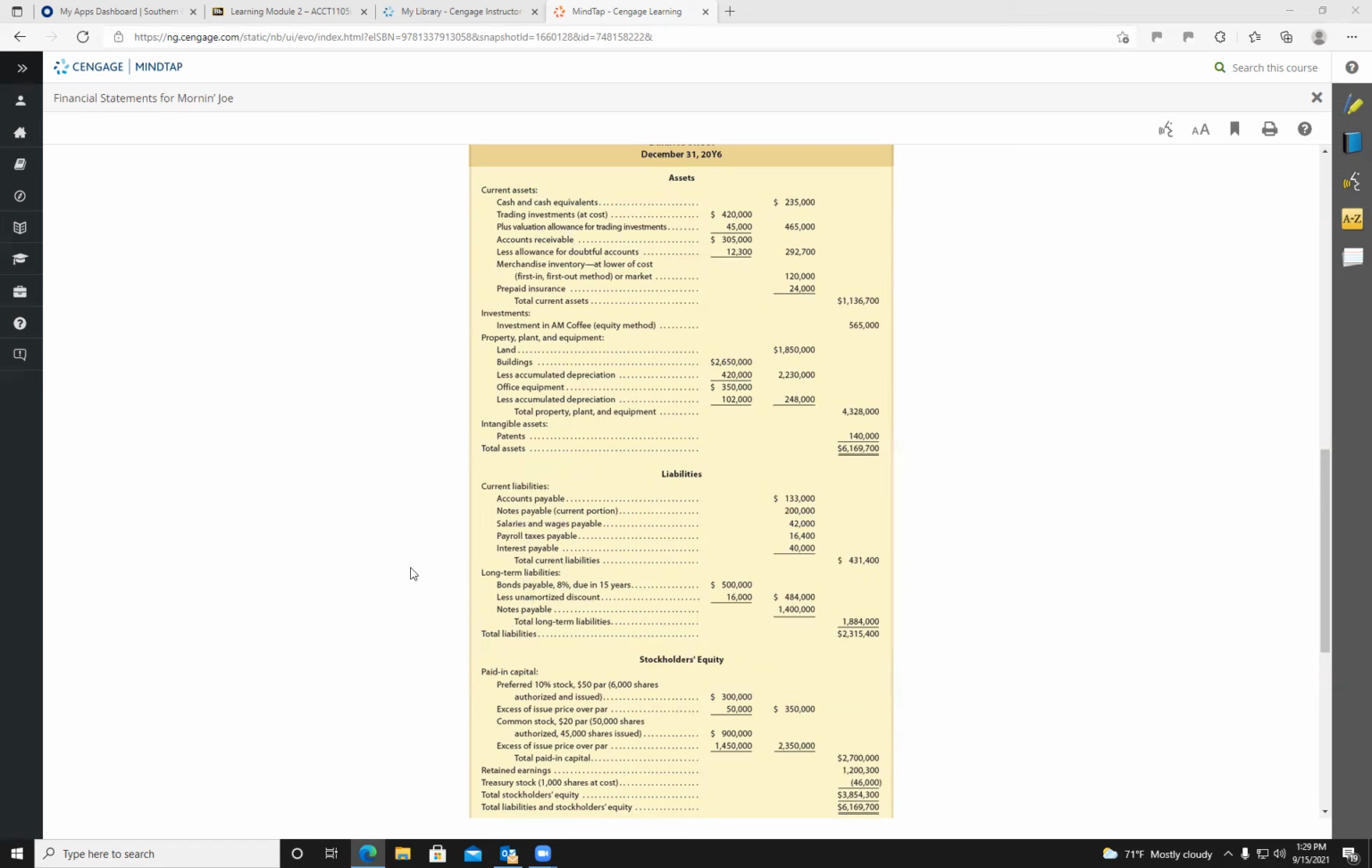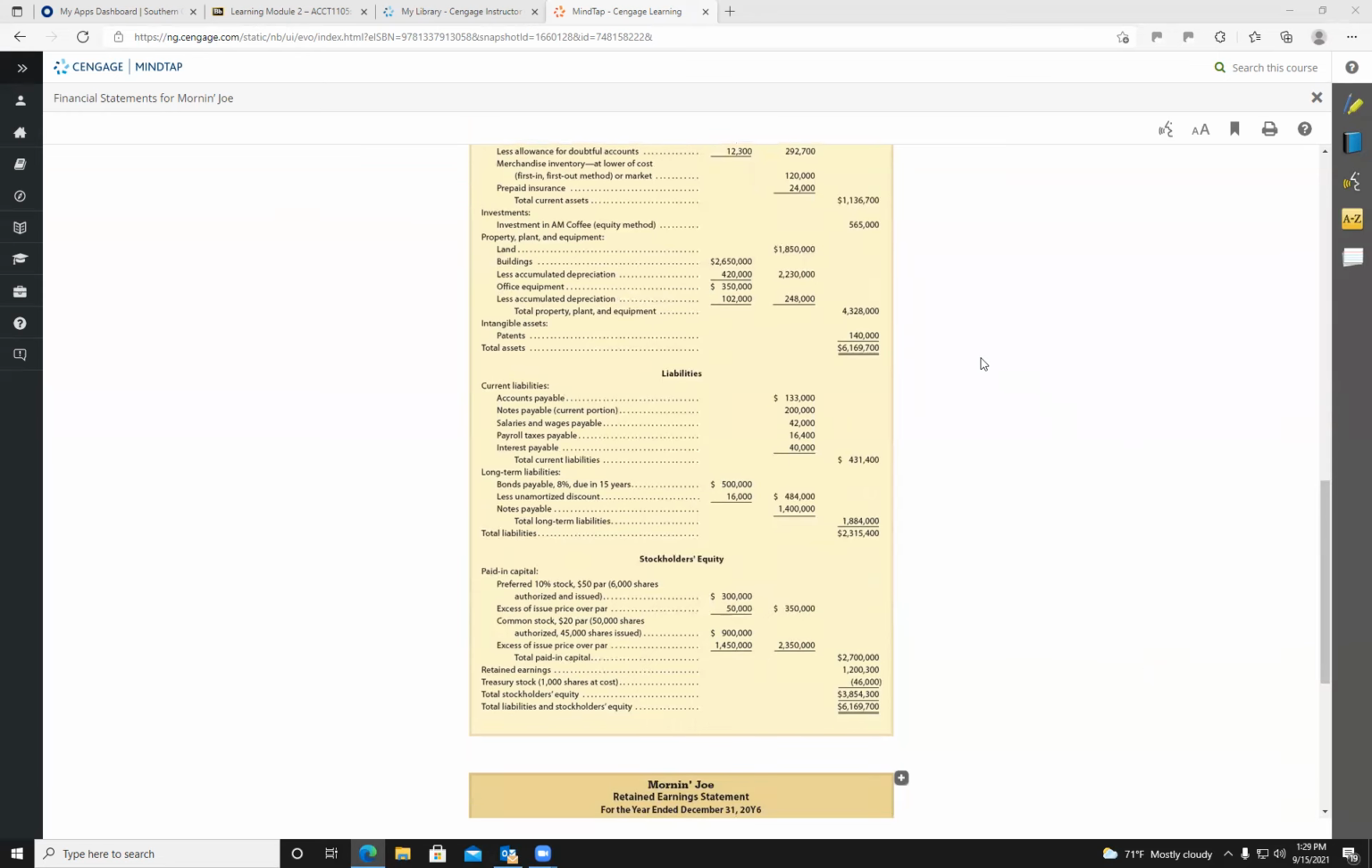Again, a balance sheet is comprised of the accounting equation. It has your assets, your liabilities, and your stockholders' equity. You should be able to take the balance of your liabilities and the balance of your stockholders' equity, or your owner's equity, depending on the type of business, add them together, and they should equal the value of your total assets. Because again, the accounting equation is assets equals liabilities plus equity.